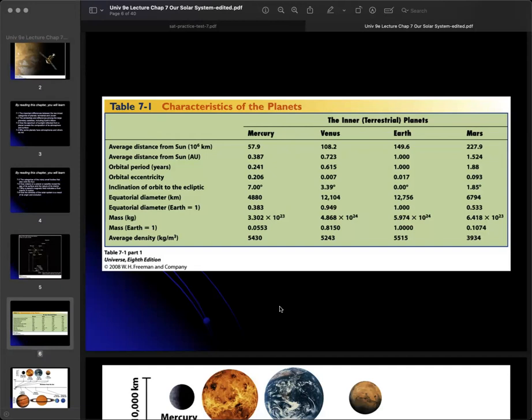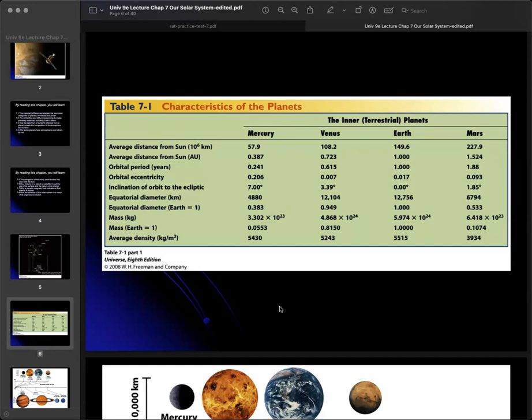Orbital period in years, Mercury is 0.241. That is almost like a quarter, and so a quarter year, or about 3 months. Venus is about 0.6 years, which is about 7 months. Earth is, of course, 12 months or 1 year, and then Mars is 1.88 years.